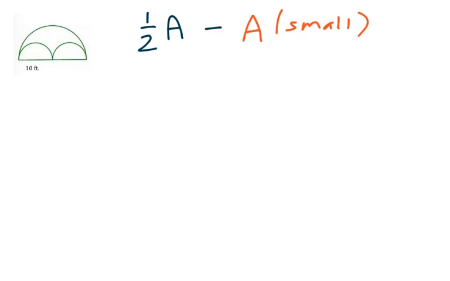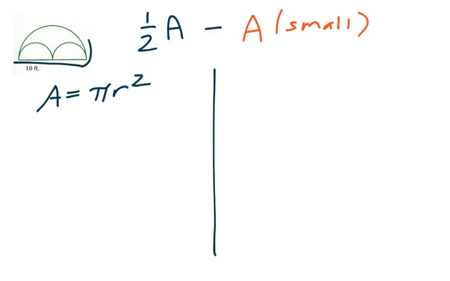So in order to find the area of a circle, I need the radius. With the big circle, the one we're doing half of, the radius equals 10. It's already marked on my picture. But I do need to remind myself that I only need half of that area.